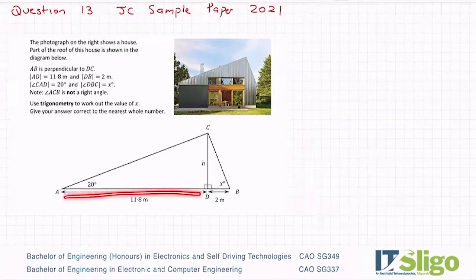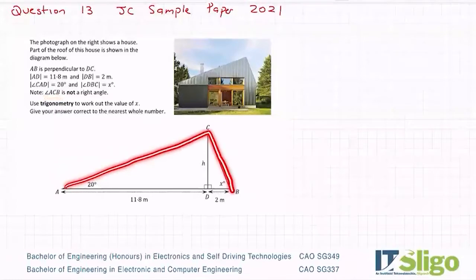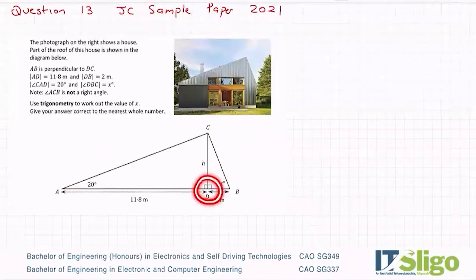AD is 11.8 and DB is 2. The angle CAD is 20 and the angle DBC is X. And it's telling you here, note the angle ACB, so that angle at the top is not a right angle, okay? And as a rule of thumb, you can never assume it's a right angle. The only time you can assume it is when it tells you or it has the right angle symbols in it. It says then use trig to work out the value of X. Give your answer correct to the nearest whole number.